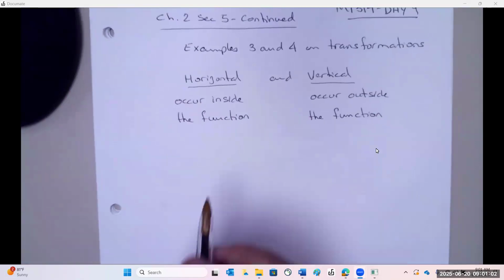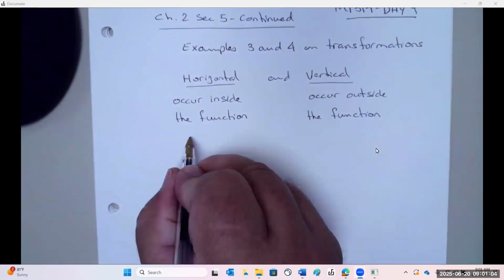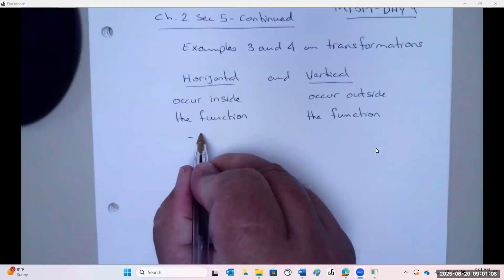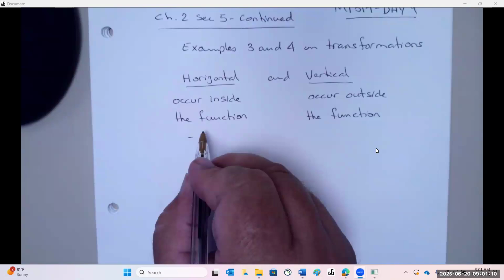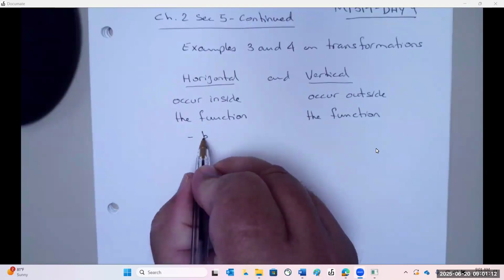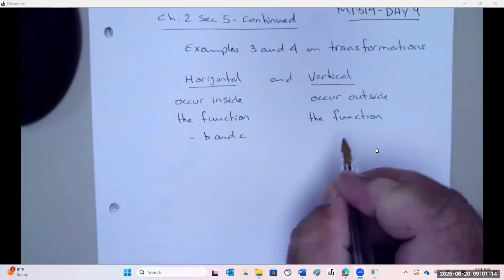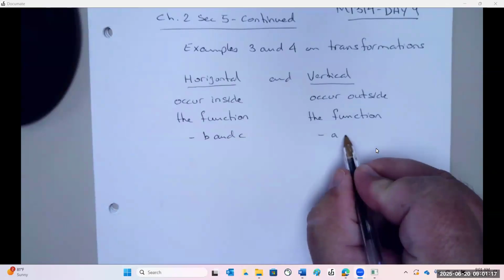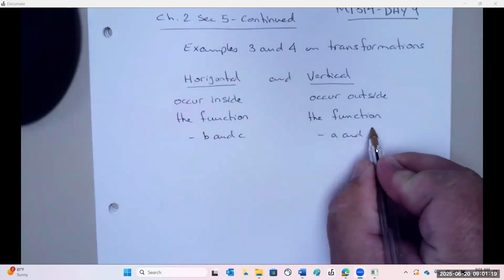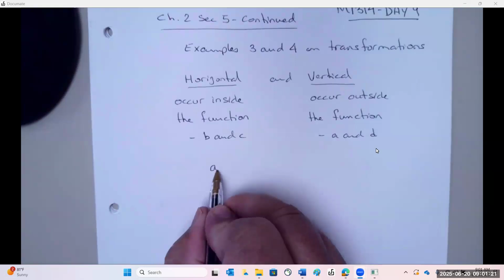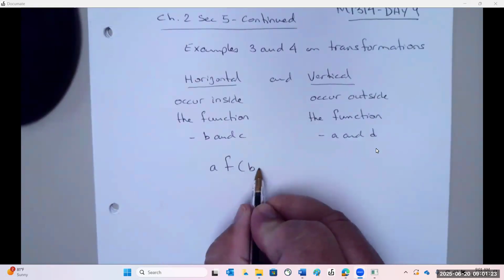So which letters were inside? No, look at your notes. C. Just C? C and D. Yes, very good. And outside are? Very good, because our function looks like this.